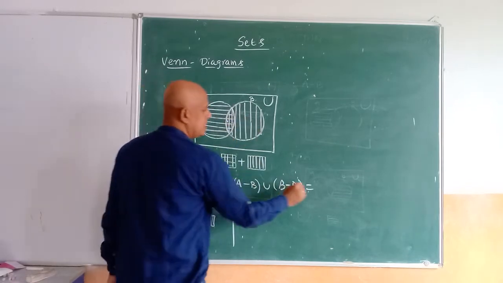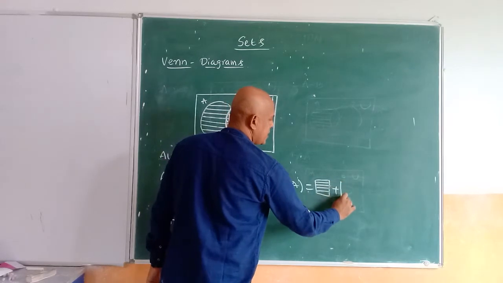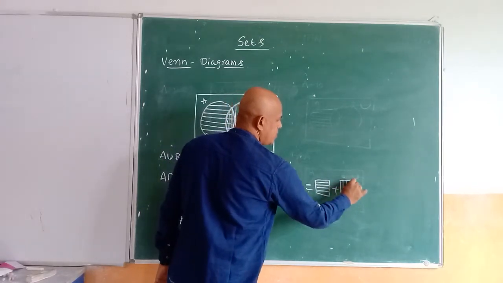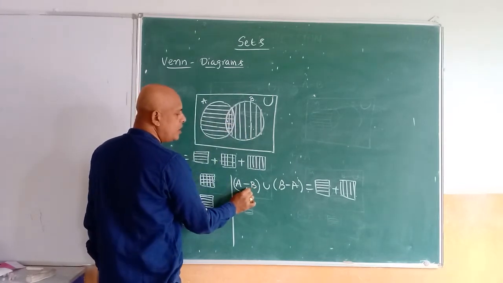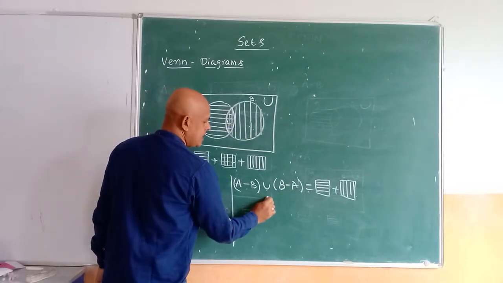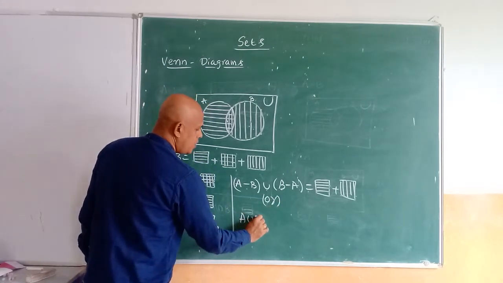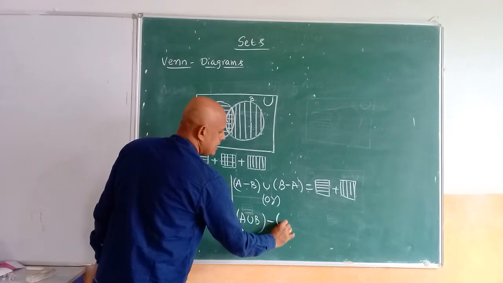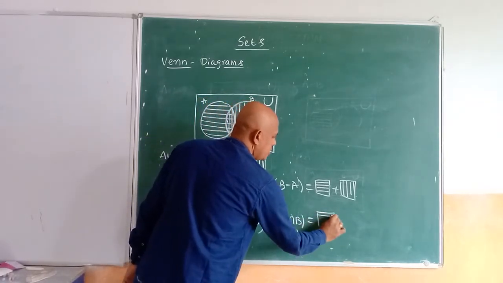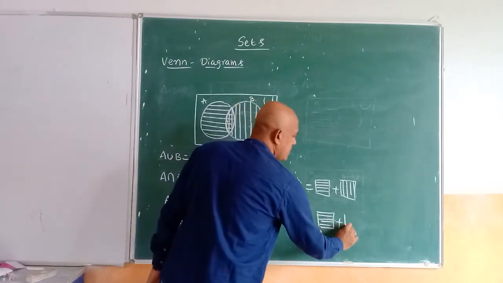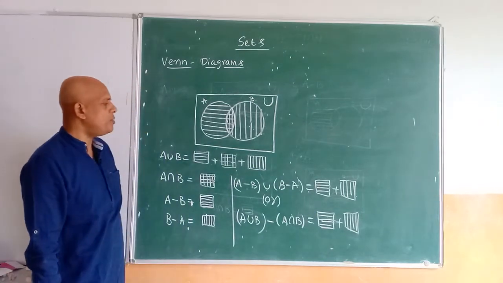Only these two parts. If we take both, that is the horizontal part except the chest part, plus the vertical part. These two together, except the intersection part, are equal to A minus B union B minus A. It is also equal to A union B minus A intersection B, which is also equal to horizontal lines plus vertical lines. So these are the operations in one diagram.